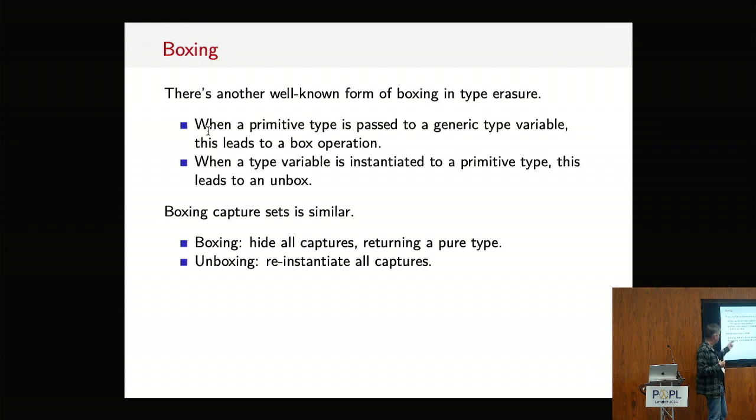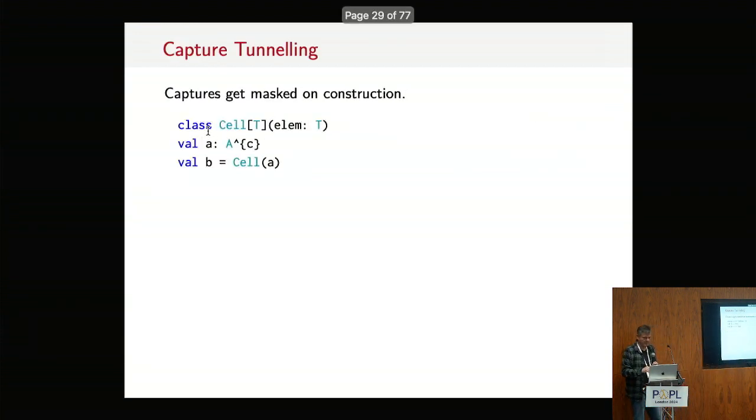And in our capability system, that's very similar. Only that boxing doesn't create a box on the heap. It hides all captures, returning a pure type, and unboxing re-instantiates the captures in the environment. And what that leads to is a very nice property which I call capture tunneling.